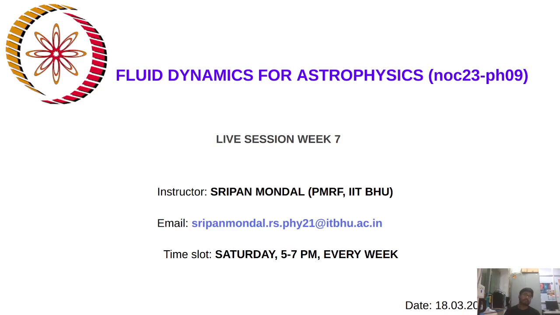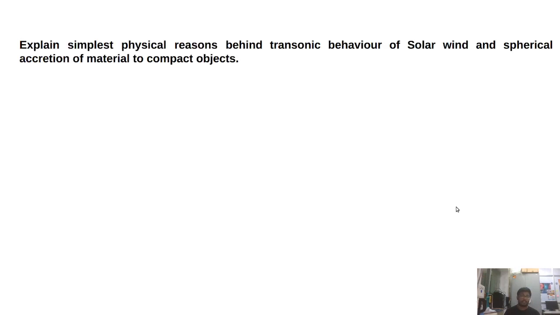Okay, let's have a look at the first question first. So this is not an MCQ at all. Explain the simplest physical reasons behind the transonic behavior of solar wind and spherical accretion of material onto compact objects.